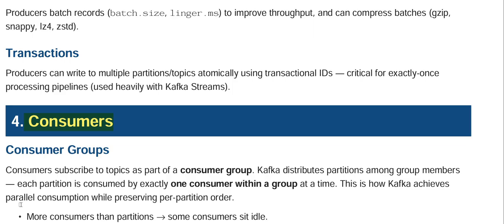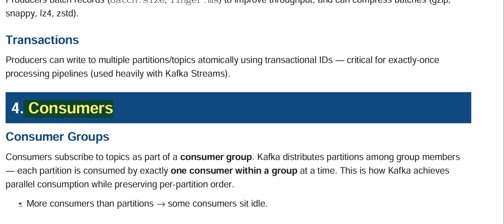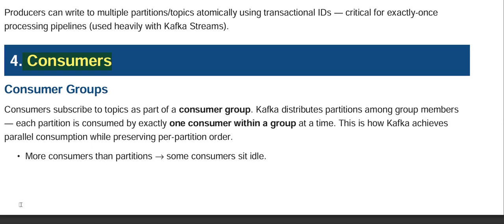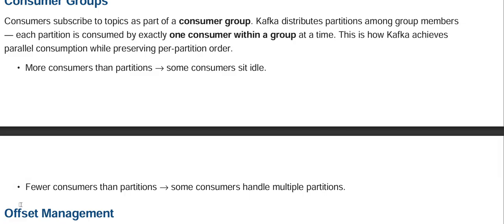Let's see, one group for the order, one group for the menu, one group for the sign up. So each group has a different consumer. Based on the consumer, we consume that particular partition. With more consumers than partitions, some consumers sit idle. With fewer consumers than partitions, some consumers handle multiple partitions as well.